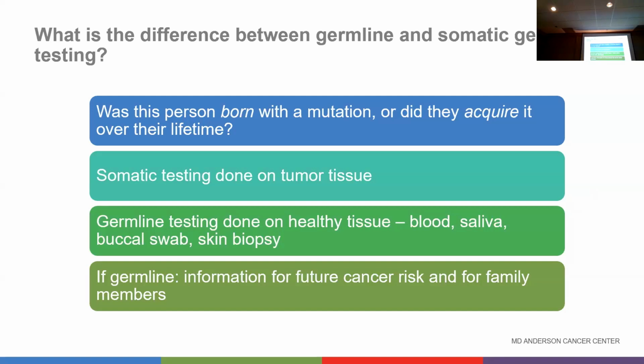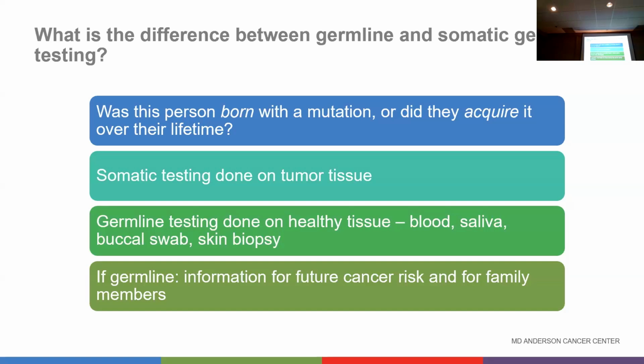The difference between the two is finding out the answer to the question of, was this person born with a genetic difference that caused their thyroid cancer, or did they acquire that genetic difference over time just right there in the thyroid? So somatic testing is done on tumor tissue, whereas germline testing is done on healthy tissue. That typically is blood or saliva, but in some cases, we might need to do a skin punch biopsy. For example, if someone has an active leukemia or something like that, we would need to find a different healthy tissue other than the blood.